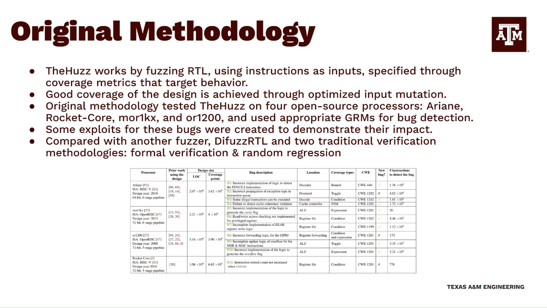And then TheHuzz was originally tested on 4 open source processors due to IP policy, those being Ariane, Rocket Core, Mor1kx, and OR1200. And we used appropriate grain reference models for bug detection in order to potentially catch common weaknesses and vulnerabilities. Also, exploits for the bugs that were found were created to demonstrate their impact, and TheHuzz was compared with another fuzzer that performed similarly to fuzz RTL, DifuzzRTL, and 2 traditional verification methodologies used in industry today, those being formal verification and random regression.